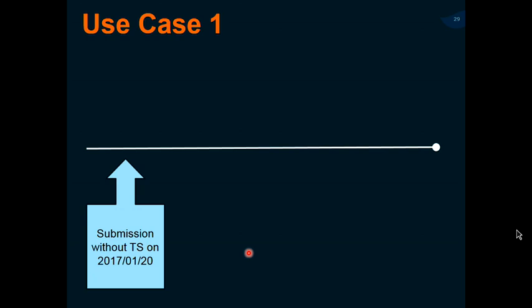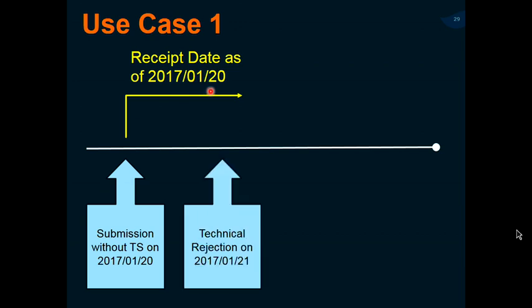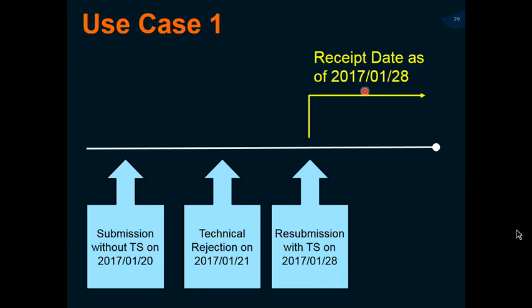So let's look at the use cases. Let's say the sponsor submits without the TS domain on 2017, January 20. And then the receipt date of the submission is going to be noted as 2017, January 20. But unfortunately, there are technical rejections. So the sponsor needs to resubmit. The sponsor will submit with a TS domain on January 28th, and now the receipt date is going to be changed to January 28th.